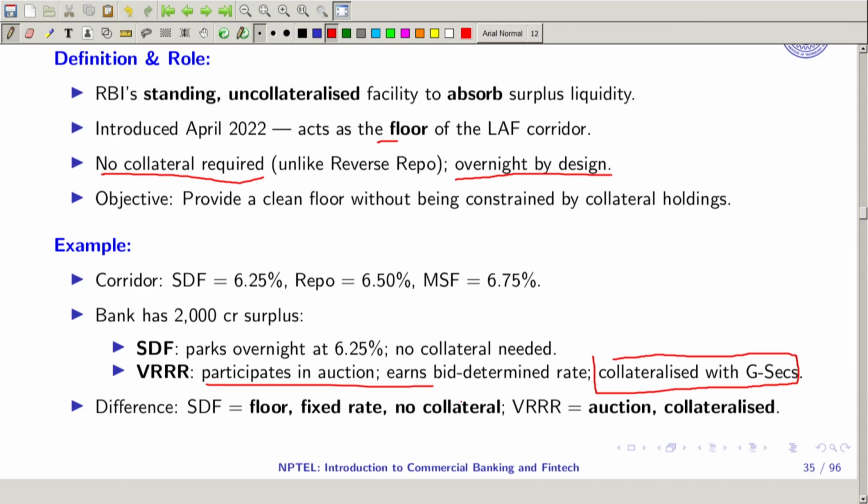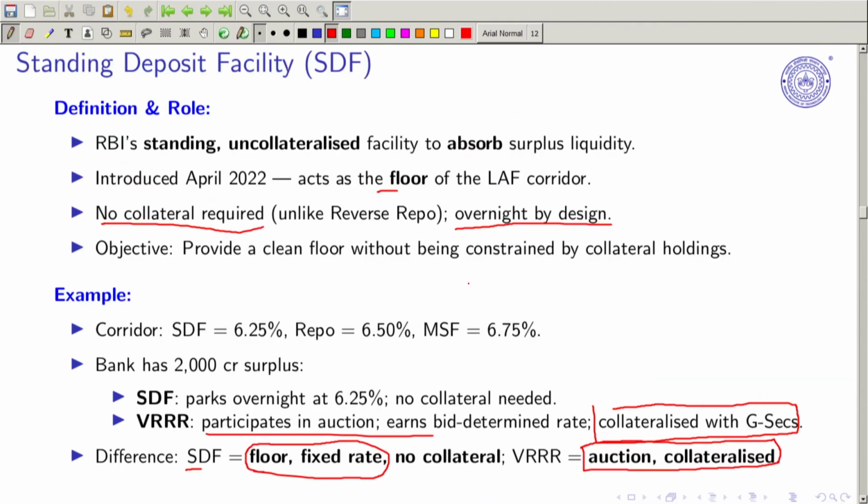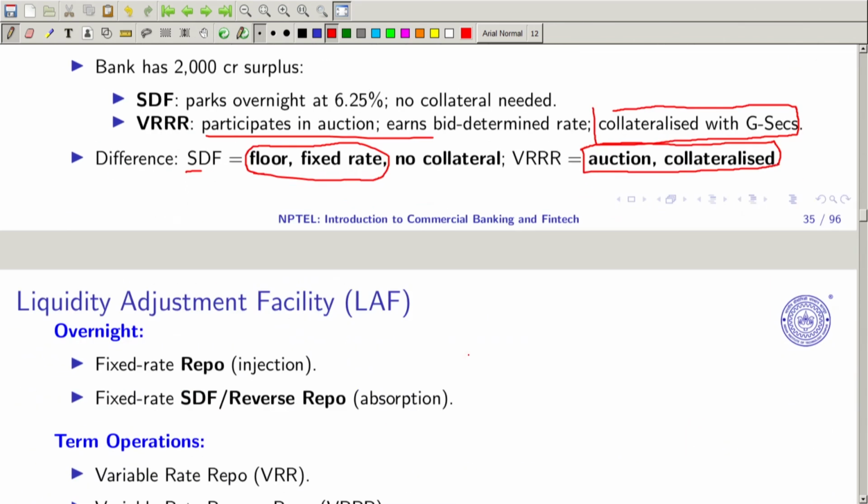Okay. And the only difference here is that in SDF you do not have to worry, you will get the fixed rate and it is the lowest, at the floor. In this VRRR we go for auctioning and it is collateralized. So, if you do not want to keep government bonds or you do not want to go for collateral lending, then the standing deposit facility is very important, and if not, then here we have a VRRR.